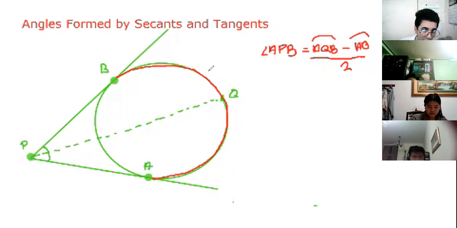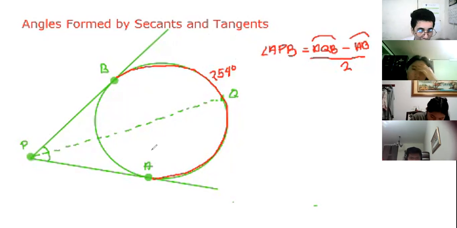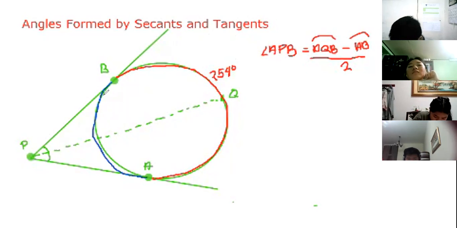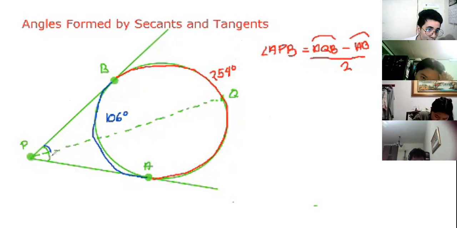This is measured 254 degrees. And then this arc naman, so, palitan natin ng kulay. And this arc is measured 106 degrees. Okay? So, ipagmaminus lang natin para malaman natin ang sukat ng angle natin na ACB. So, try natin computin.